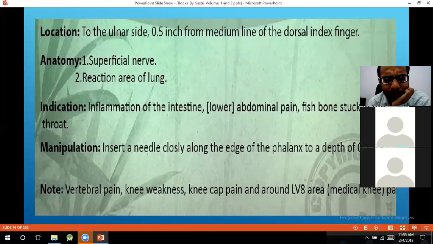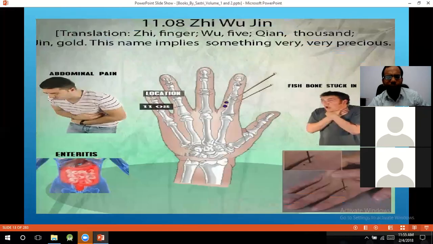Even it helps you to remove vertebral pain and costochondritis. I've used it in many cases. I've used this one over here, on the other area. When I combine it with this 11.08, it gives very good results for vertebral pain, costochondritis, and other areas.